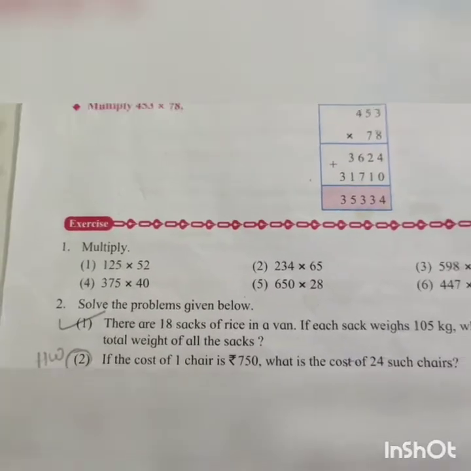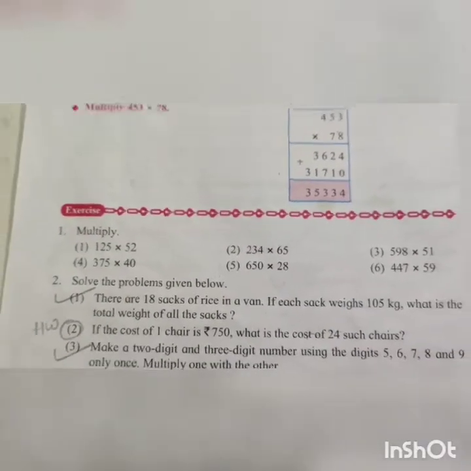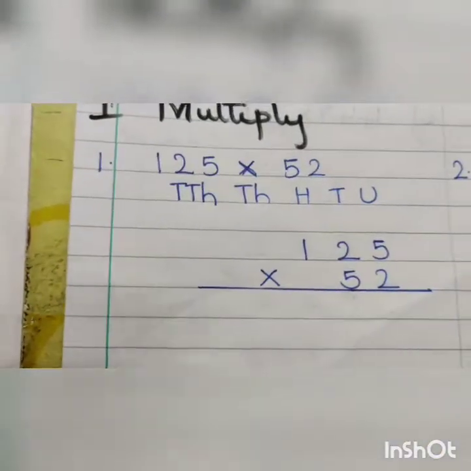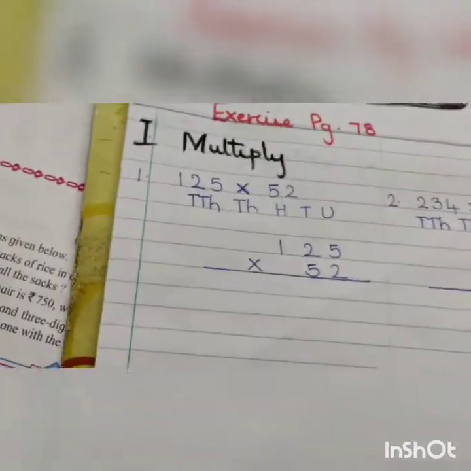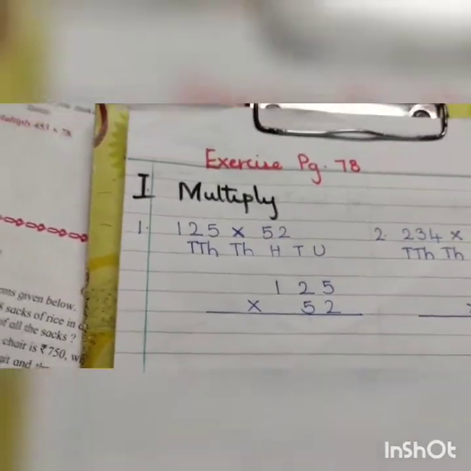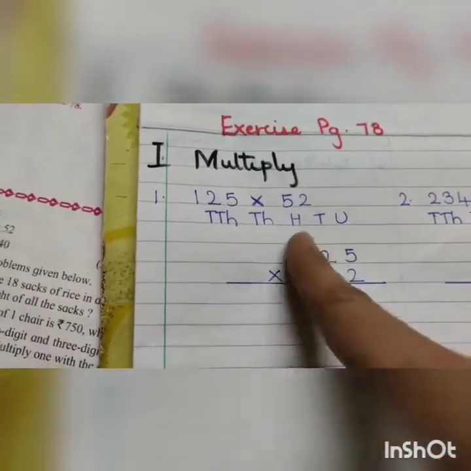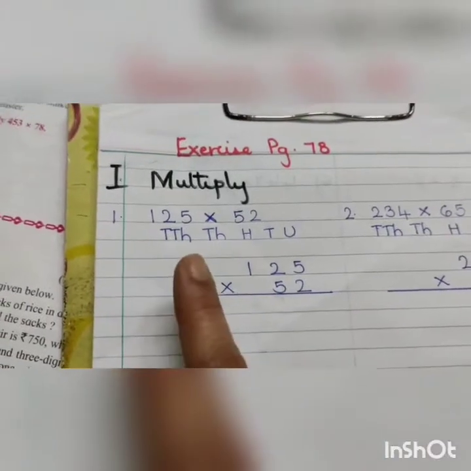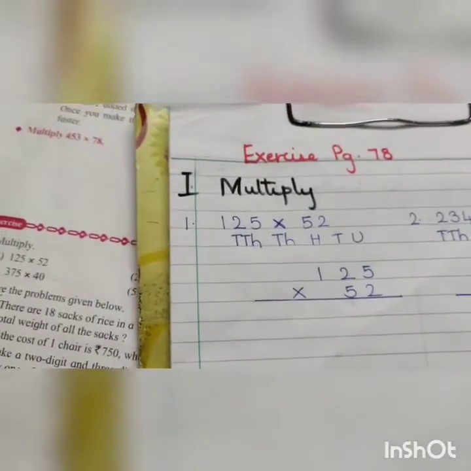Number 1 is 125 multiplied by 52. Now we have to arrange them vertically. So this is how we are going to arrange the sum. Let us arrange them, because it is a 3-digit sum. Now when you write in a 3-digit manner, let us see what happens and why the 10,000s place is important over here. Okay, so now let's begin.